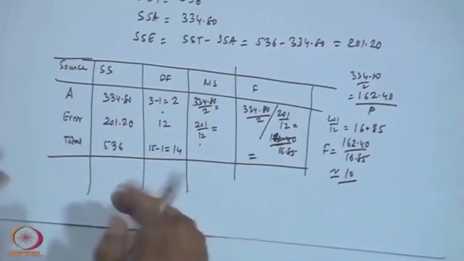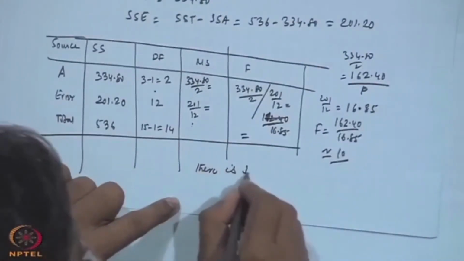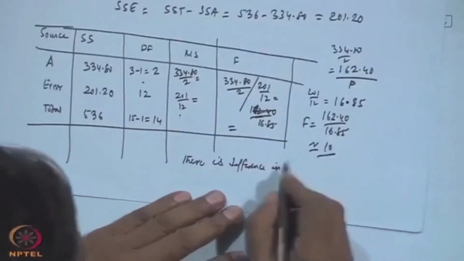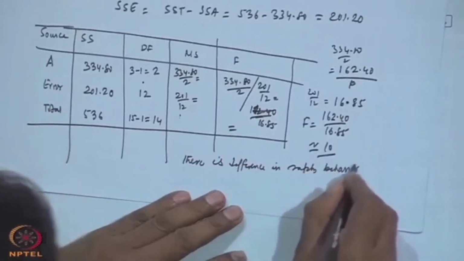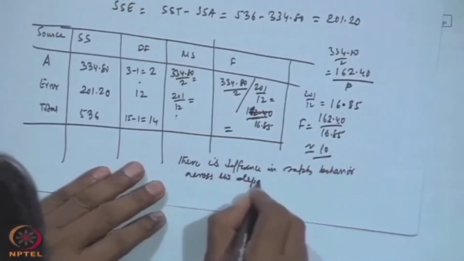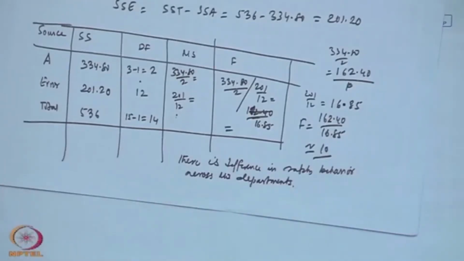It simply indicates that there is a difference in safety behavior across the departments. Okay. So once that difference is established, what is required to know, we will go for estimation of parameters.